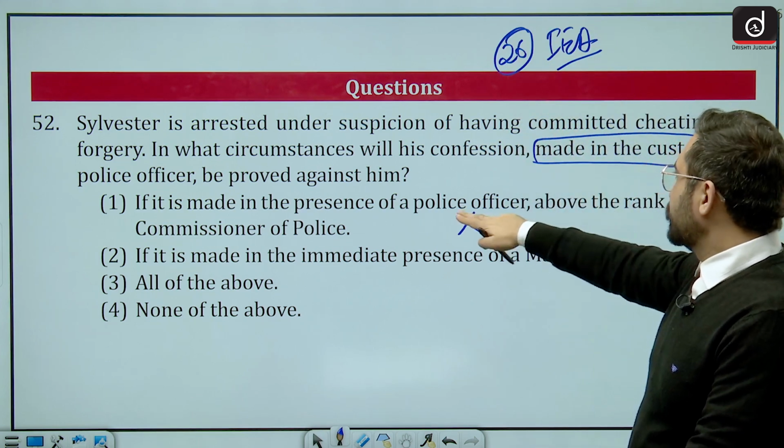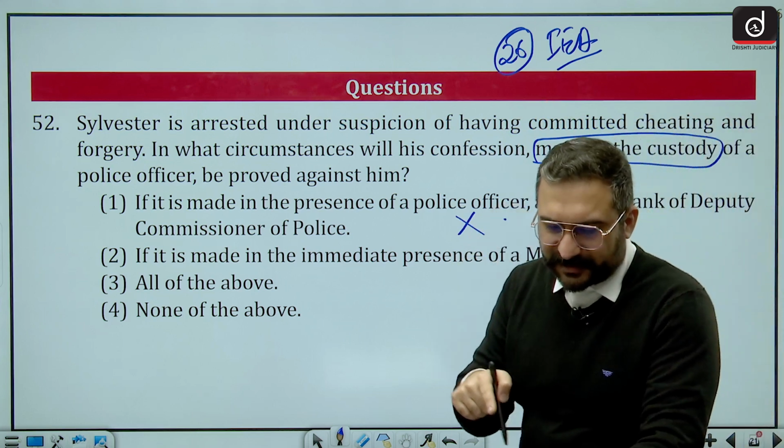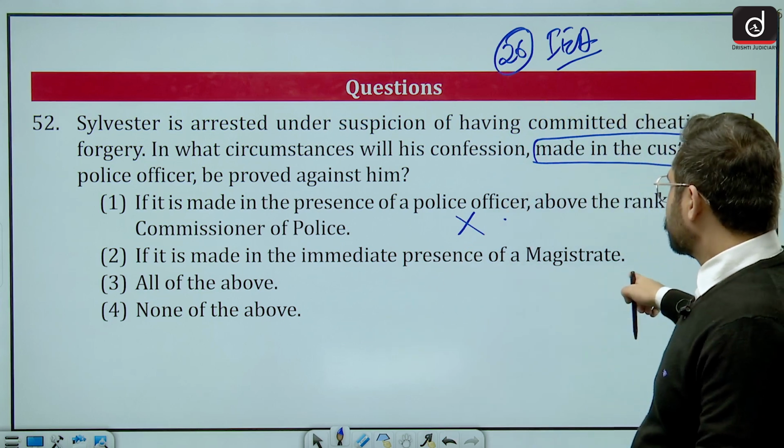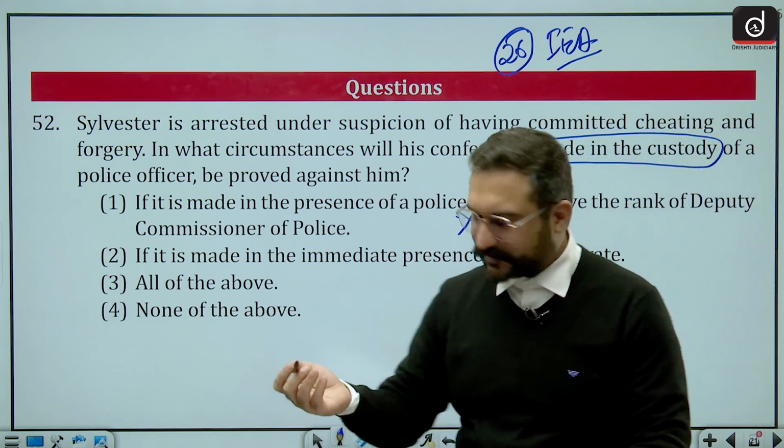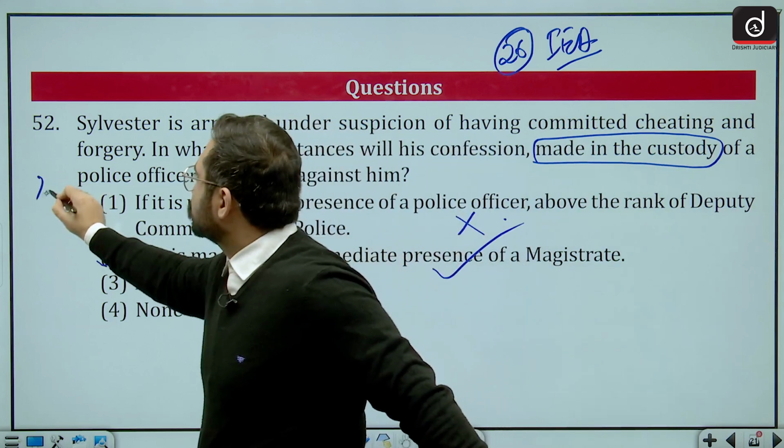So this: if it is made in the presence of a police officer above the rank of DCP, that is not written. If it is made in the presence of a magistrate, it is written. If it is made in the immediate presence of a magistrate, that is what is written. Immediate presence is written. It is a direct question. Option 2 is the answer. All of the above cannot be, none of the above cannot be. 2 is your answer.